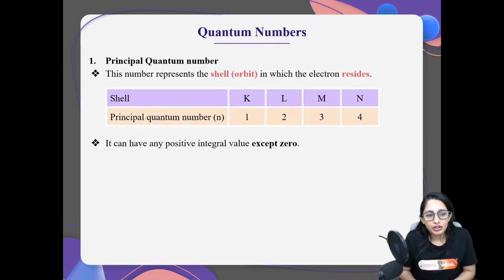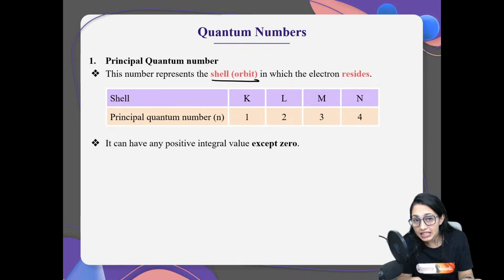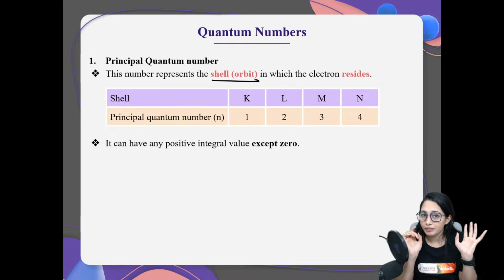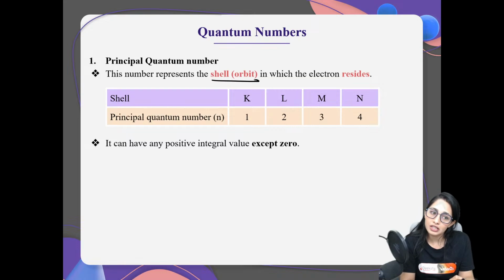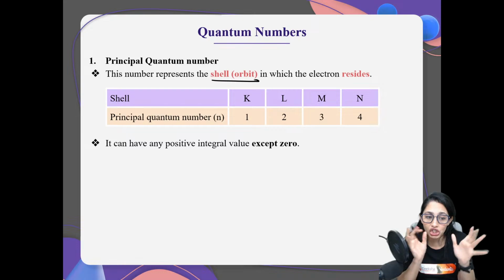Moving on to the principal quantum number. This represents the shell in which the electron resides. A shell is also called an orbit. The energy levels K, L, M, N correspond to n equal to 1, 2, 3, 4 respectively. Orbit is different, orbital is different. An orbital is the space where the probability of finding the electron is more. An orbit is the definite shell.